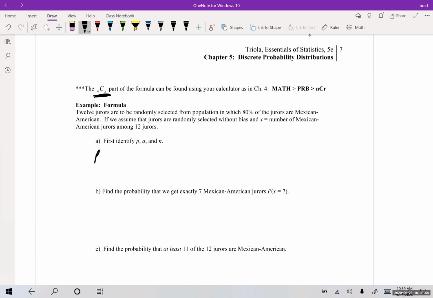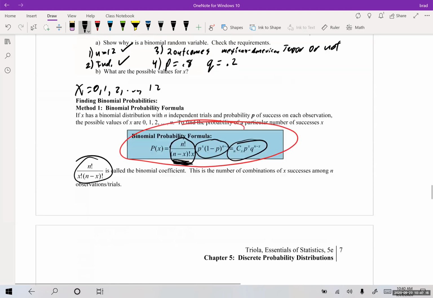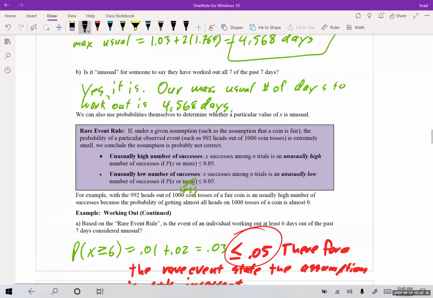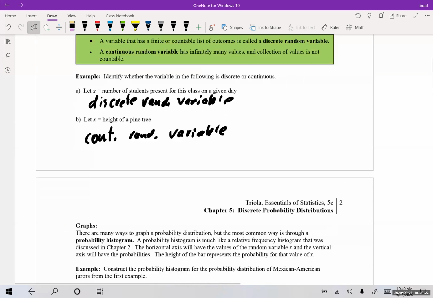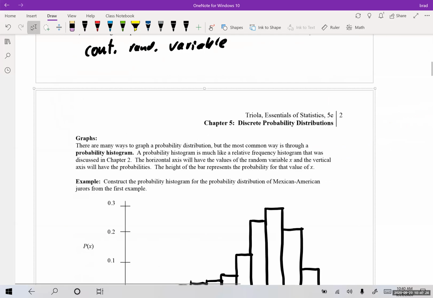So we're going to identify P, we're going to identify Q, and we're going to identify n. So we know that this is 0.80, we know this is 0.20, and we know that n is 12. Okay. Now it says find the probability that we get 7 Mexican American jurors, exactly 7. So that means probability that X equals 7. Now, if we want to go back and look at the table, that's fine. But what if we didn't have the table? So according to the table, exactly 7 should be 0.053, so about 5%.